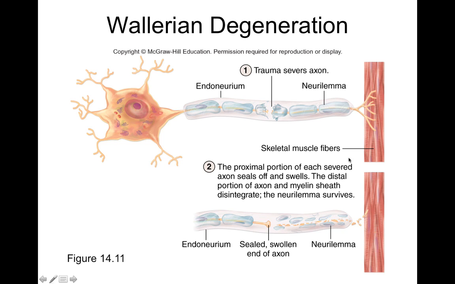So what we're left with then is the end of the axon that is attached to the neuron cell body. It has a sealed and swollen end that kind of pinches together. That way it prevents the entire cell from dying. And then the sealed and swollen end starts to follow what I like to call the breadcrumb trail of fragments back towards the muscle.